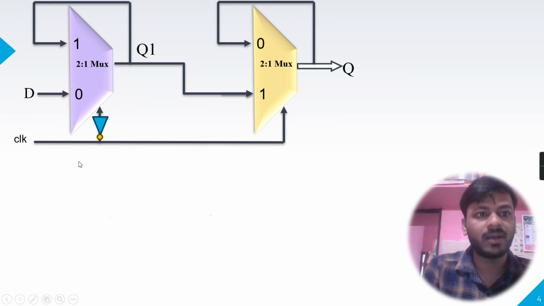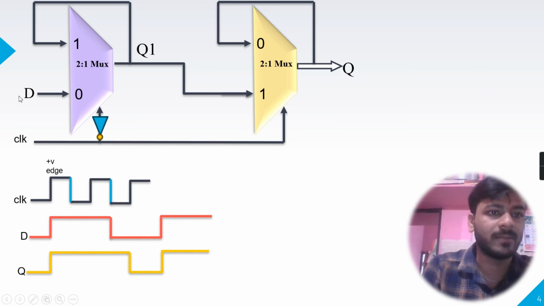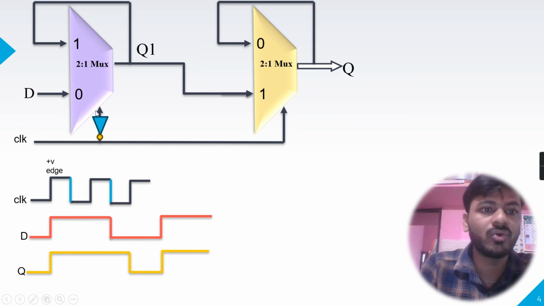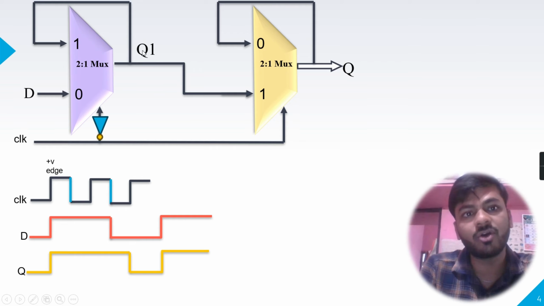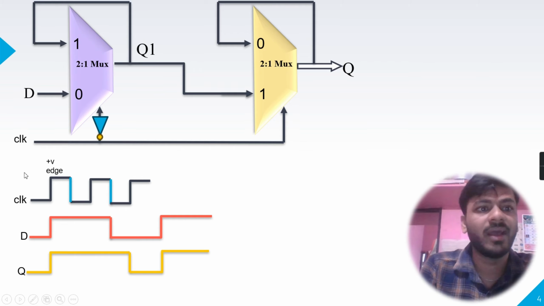So now if we talk about functionality, when clock is high, due to this negation for this multiplexer, my select line will become 0. If clock is 1, for this multiplexer the select line becomes 0. So due to the select line, this input D will be sampled or routed to the output Q1, and this Q1 output is input for this second mux, and right now my clock is high, so this Q1 will be routed to the output Q. So if my D is high here, the output is also high.